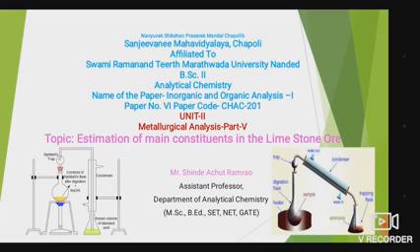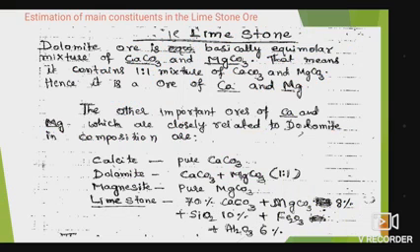Second year. In the last lecture we learned about the estimation of the main constituent in the pyrolusite ore as well as in the bauxite ore. Today we are going to learn about the estimation of the main constituent in the limestone ore. Limestone ore contains mainly calcium oxide.